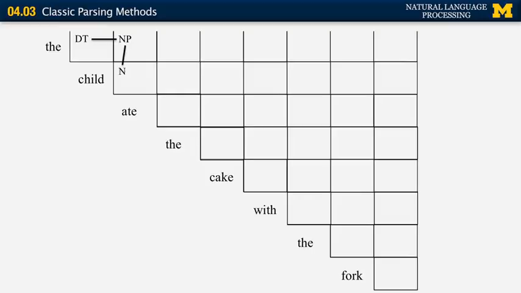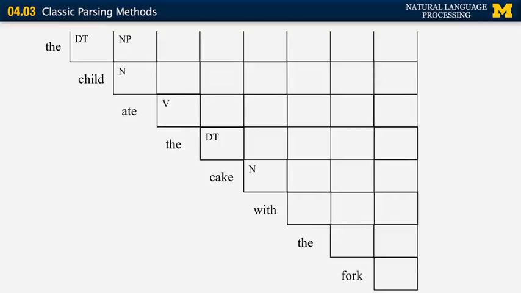So the next box that needs to be expanded is the one to the right of the word ate. Well, that's a verb. There's only one possible way to interpret this word in the grammar. Then there's nothing else that we can do in that column. We move on to the next column. The word the is a determiner. And again, the boxes above cannot be filled at this point because there's no rule that has a determiner as the right-hand side.